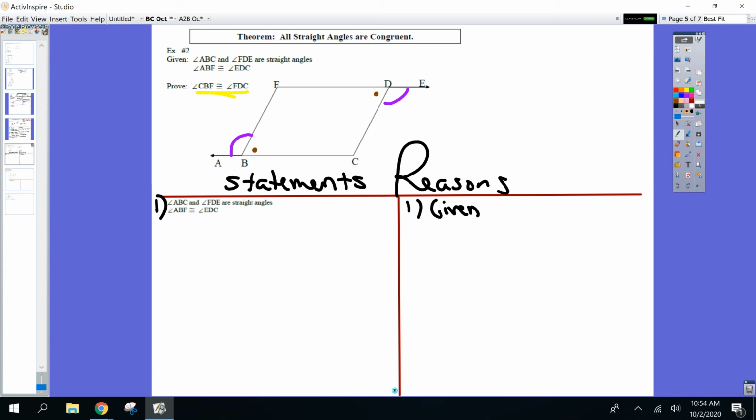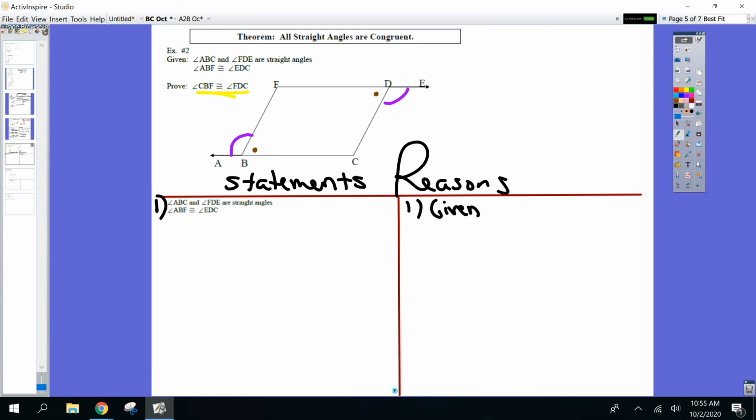How many pairs do I need to subtract? Two, but I've only written down one. What's the other pair I'm going to need? It's not a reflexive pair now. What are the two things I'm subtracting? These two given angles I've marked in purple with the straight angles. So you need to tell me the straight angles are congruent. Everyone see that? That's my second pair, the straight angles.